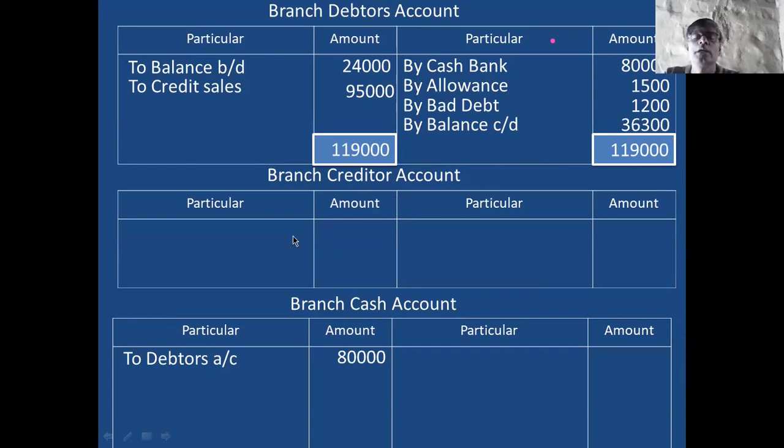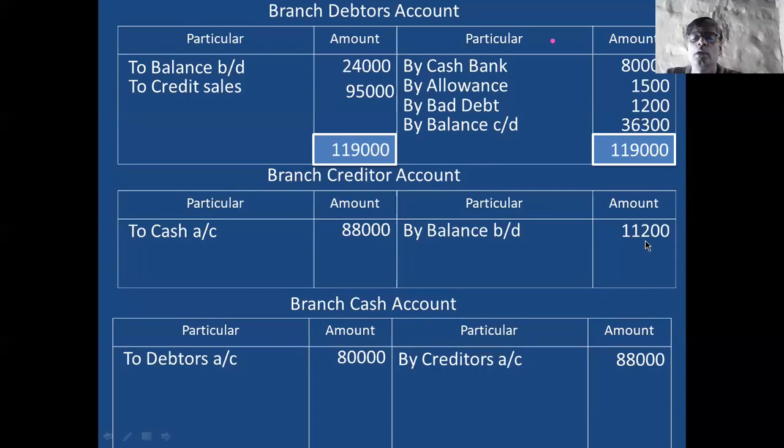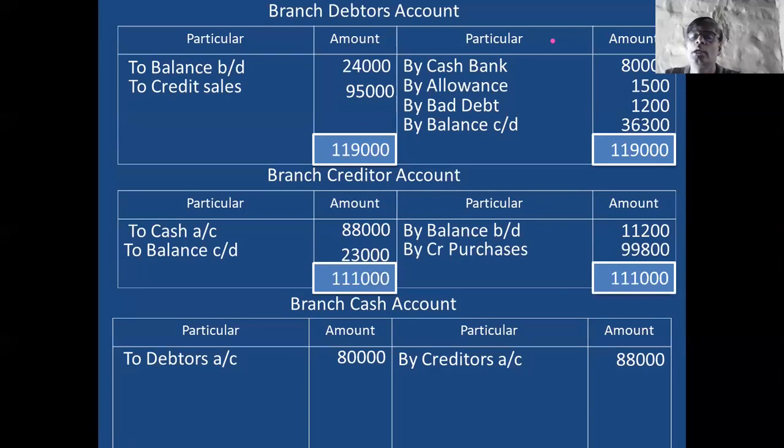Okay. Next I prepare the creditors account. In the creditors account, to cash: cash paid to creditors 88,000. The same comes to the cash book credit side, 88,000. Then balance brought down is 11,200 opening balance. Balance carried down is 23,000. Close the account. Credit purchase is 99,800. Total is 1,11,000. Debtors account completed. Creditors account completed.